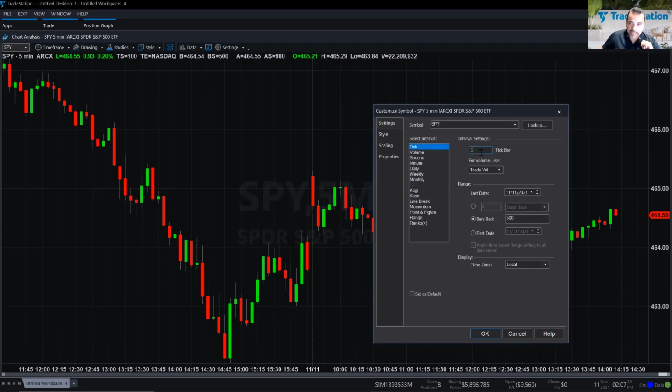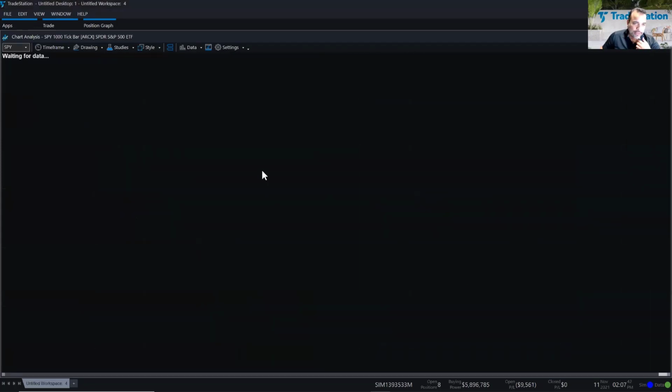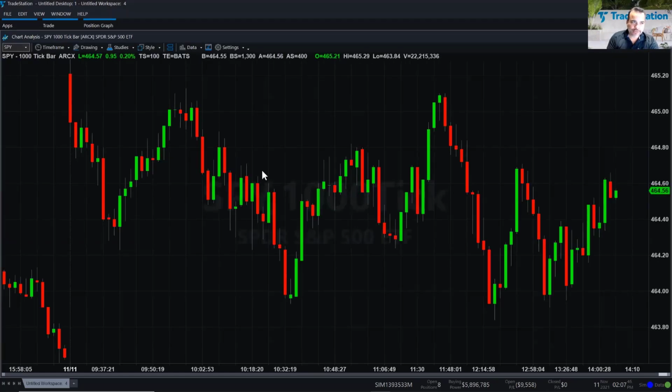So if I make this a 1,000 tick bar, let me make it here and load it up here. Sometimes when you go into the tick level, the chart analysis windows take a little bit longer to load because you're loading every single tick. So this is a 1,000 tick bar of Spider. What does that mean? That every candle is built based off 1,000 trades.